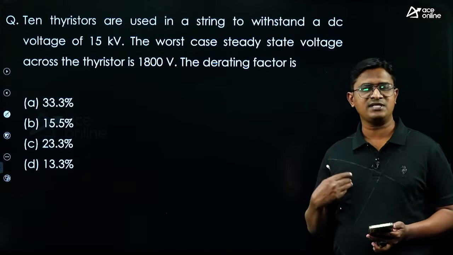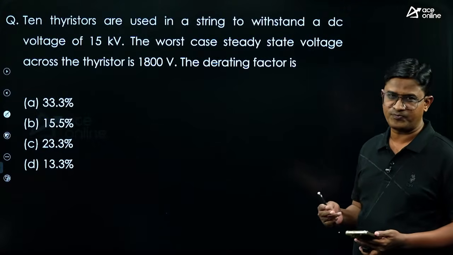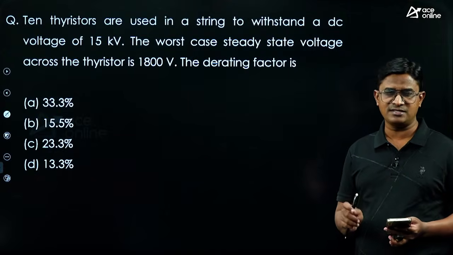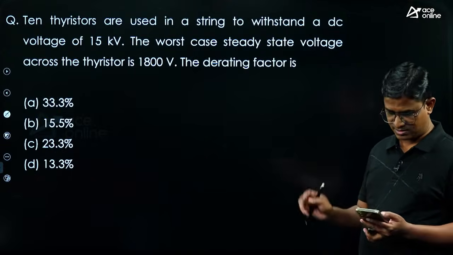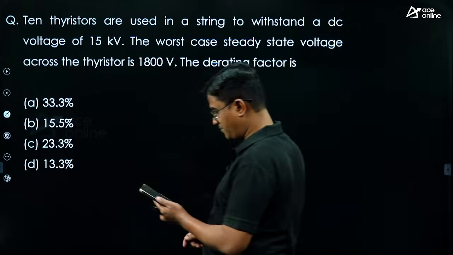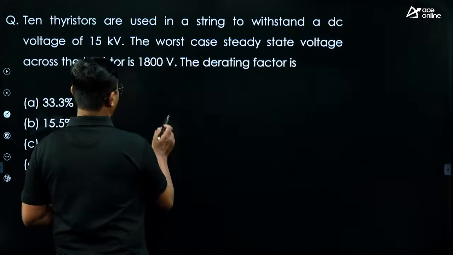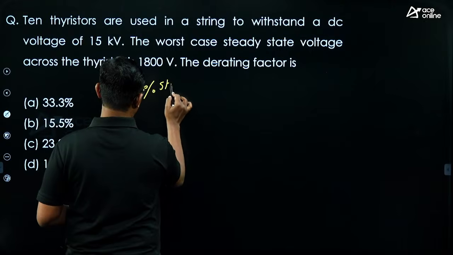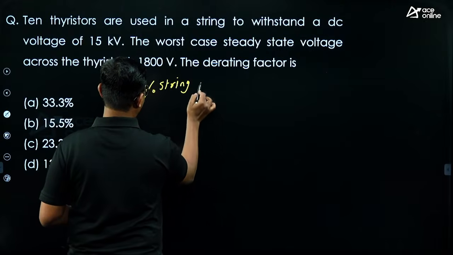And we know in series connection as well as in parallel connection, we are having two performance parameters, right? One is the string efficiency, second is the derating factor, alright? Come on, you can post your answers in the chat box. First, let us find the percent string efficiency. Percent string efficiency.